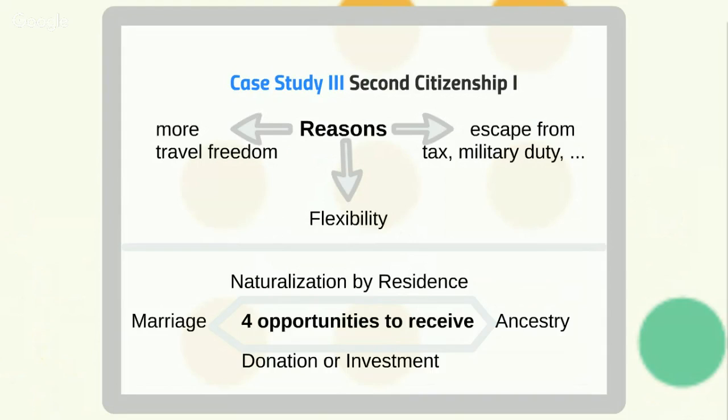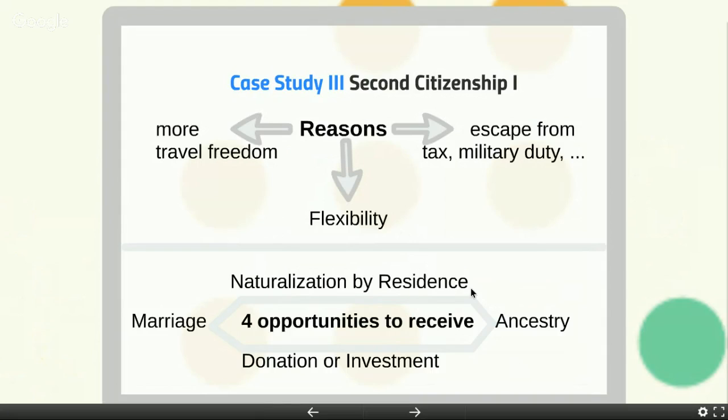If you are able to keep the second citizenship, or if you might have to give up your first citizenship. However, in most cases, most countries don't exchange information on citizenship, so you're basically safe to have two, even if it's not allowed by your home country. So actually you have 4 opportunities to receive one. I will speak about it in the next slide.